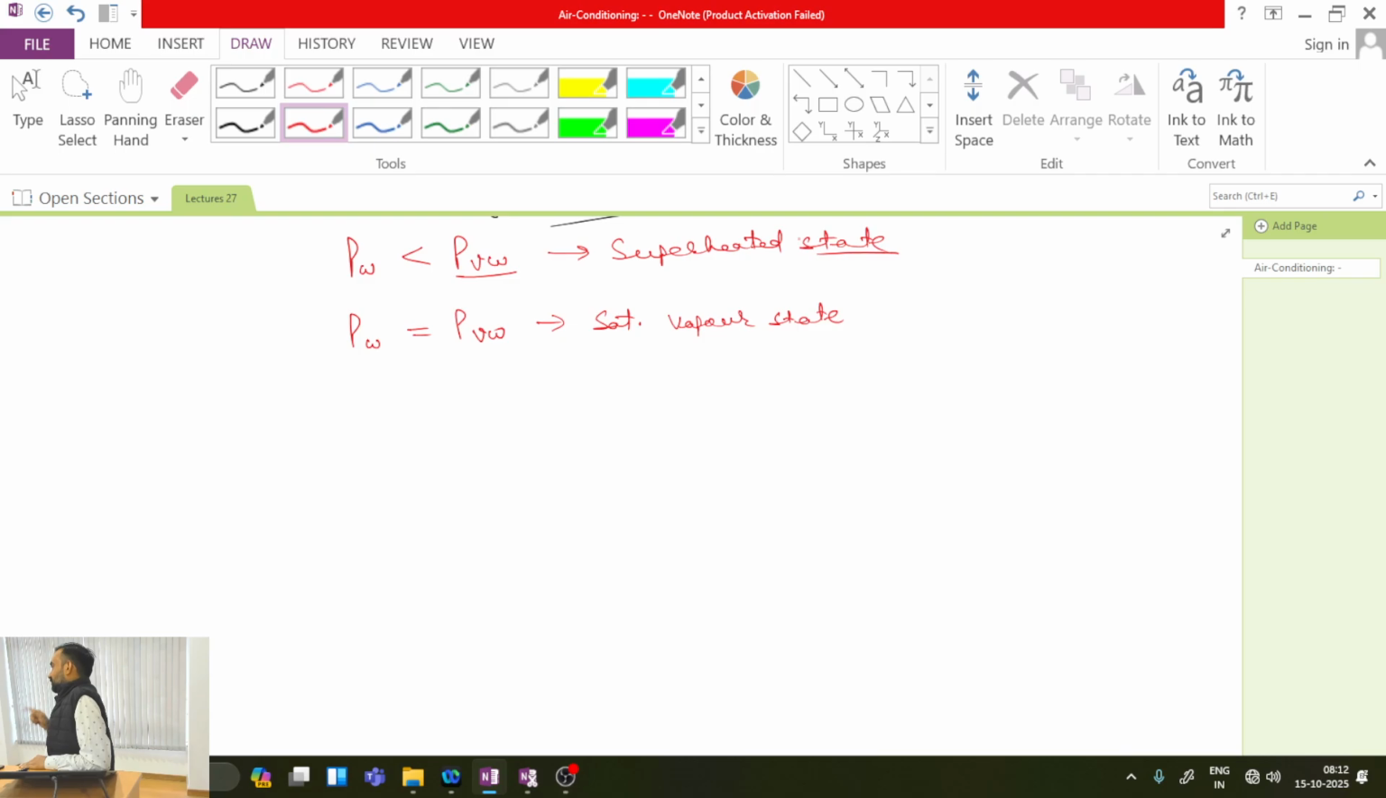So what I was saying, that if I start cooling this room air, initially the temperature will decrease. Okay, immediately phase change will not start. Basically, when partial pressure is less than vapor pressure, then it's a superheated state. But on the other hand, if this room air is actually saturated, it means it contains the maximum amount of vapor content which it can hold.